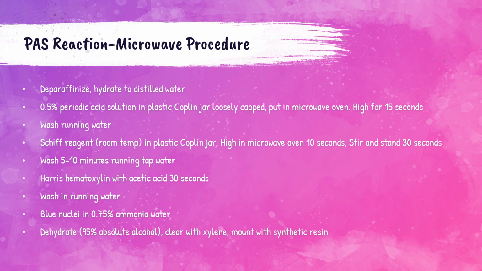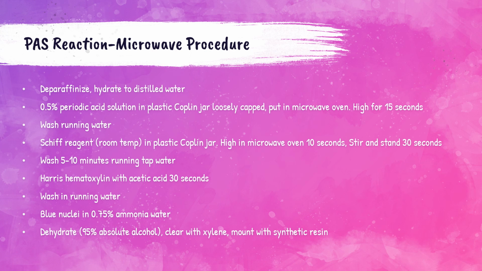So that was the PAS conventional procedure. There is also a microwave procedure for the PAS reaction. For this procedure, the slides must be deparaffinized and hydrated to distilled water. Sections must be placed in a loosely capped Copeland jar containing 0.5% periodic acid solution. The Copeland jar is then put in a microwave oven and heated on high for 15 seconds.